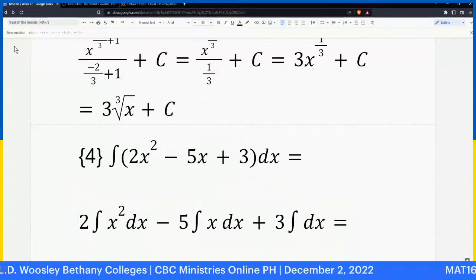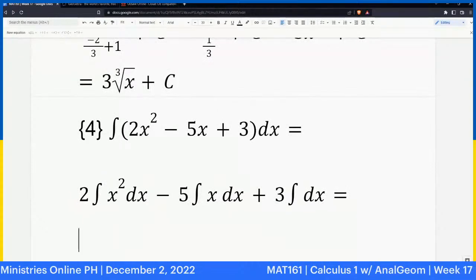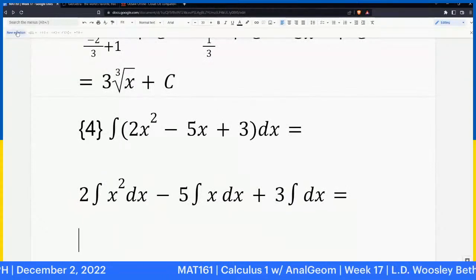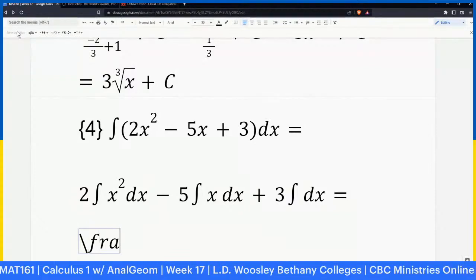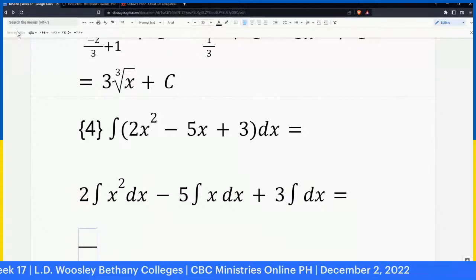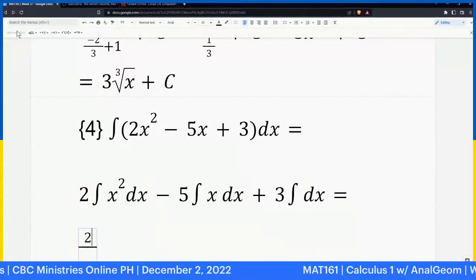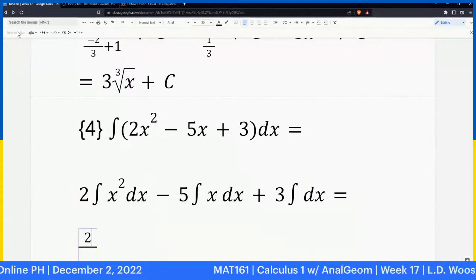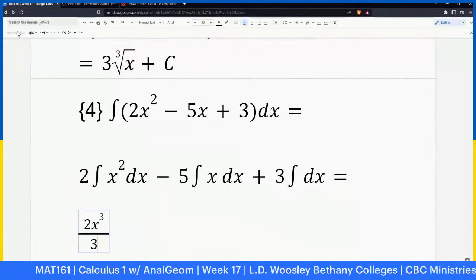Okay, let's continue. Okay, apply now. Ano magiging sagot? Integral of x squared. Of course, don't forget the 2. 2 plus 1, x cubed over 3. Right?